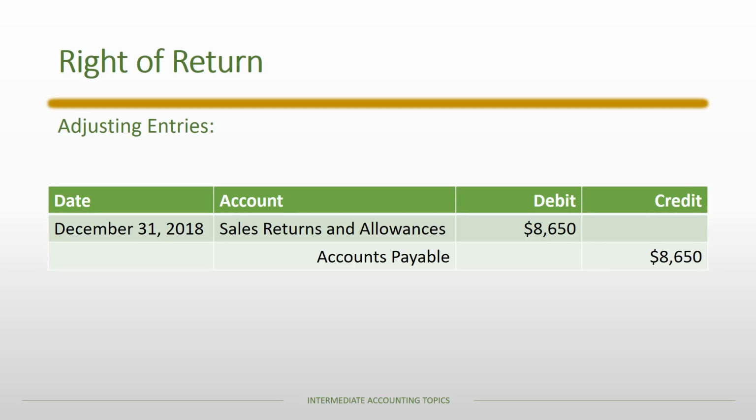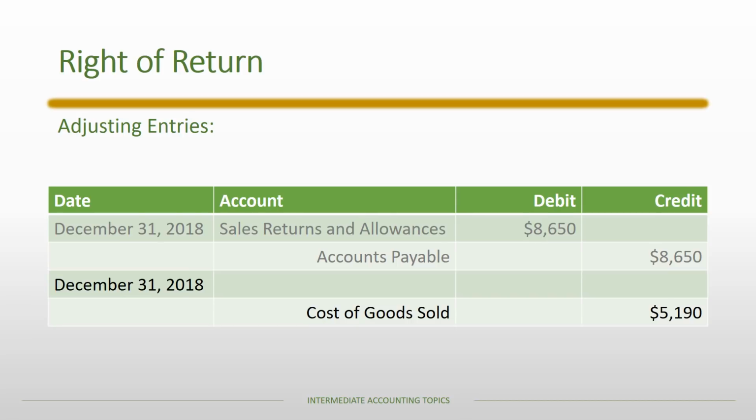What we believe is there is now a probable future economic sacrifice that we're going to have to make. It might be giving them a new piece of inventory. It might be giving them cash. It might be giving them a credit. We now have this sacrifice that we expect to be making, and so we have a liability. We're just going to call that liability an account payable. At the same time, though, when they make the return, they're going to give us inventory back.